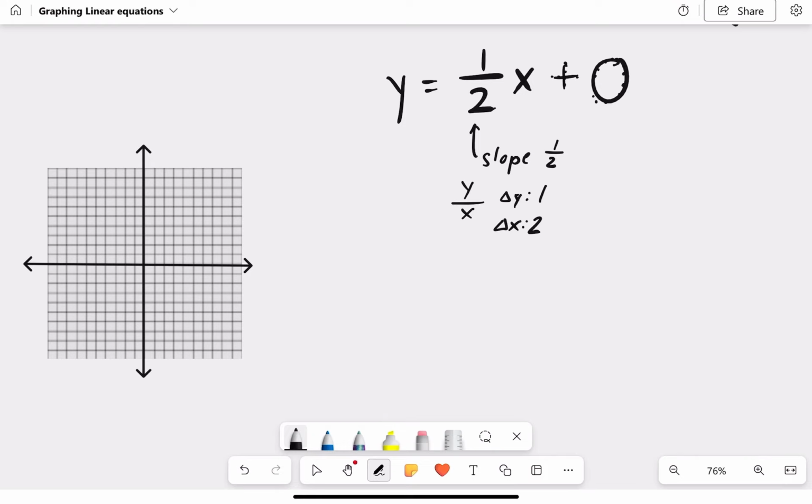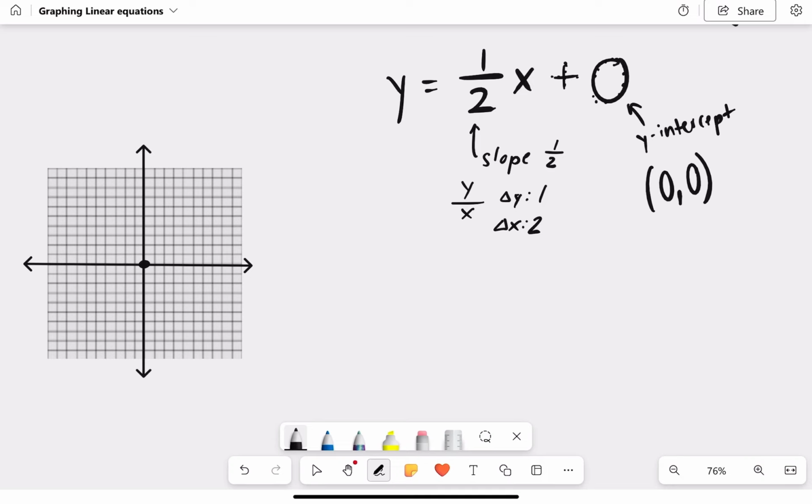And now for our y-intercept. We have a y-intercept of 0. So technically we could put it into the point, right? We know that the x is always going to be 0 for our intercept. And now our y is 0. So we know for sure that the line goes through the point 0, 0. It definitely goes through the origin.